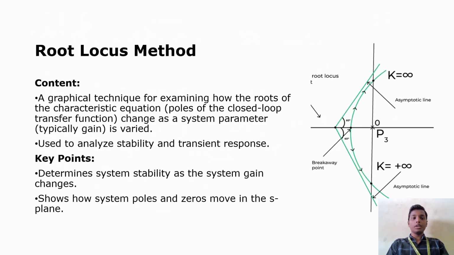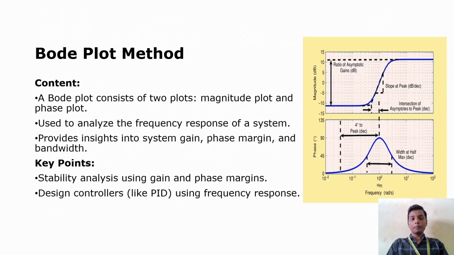First one, Root Locus Method. Root Locus Method is a graphical technique for examining how the roots of the characteristic equation, the poles of the closed loop transfer function, change as a system parameter, typically gain, is varied. Use it to analyze stability and transient response. Key points: determines system stability as the system gain changes. So how system poles and zeros move in the S-plane.